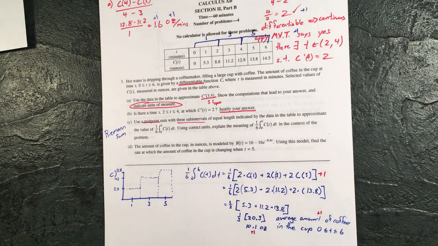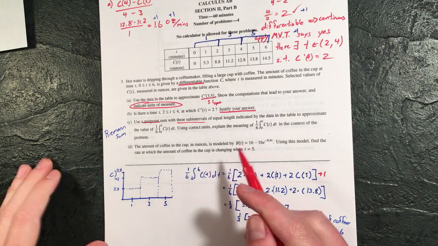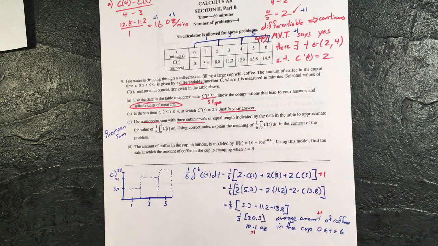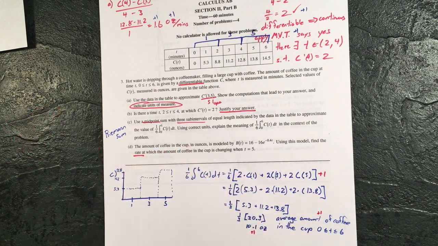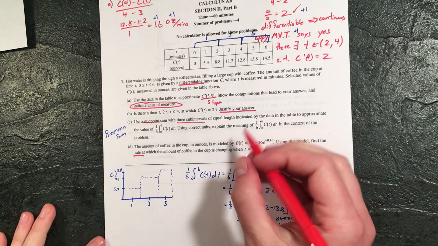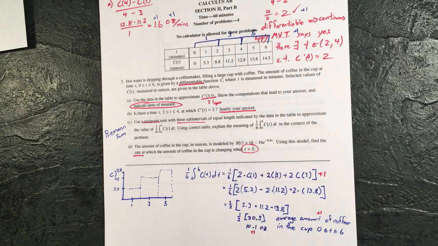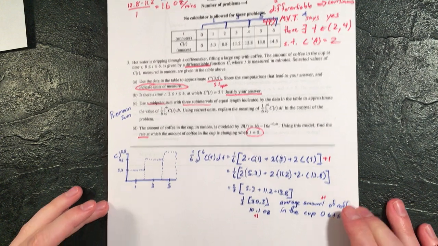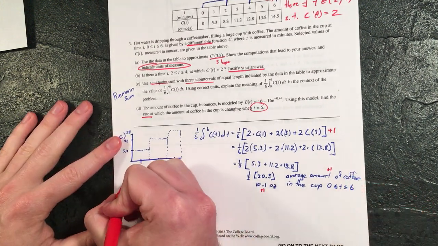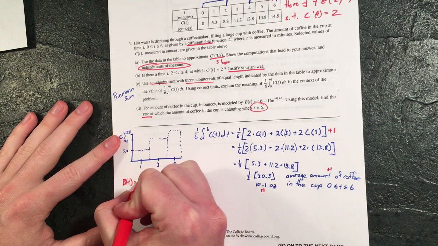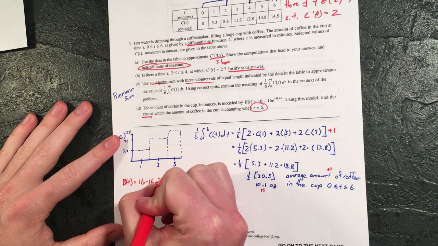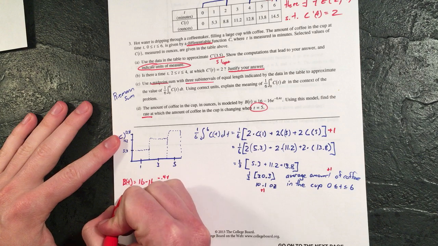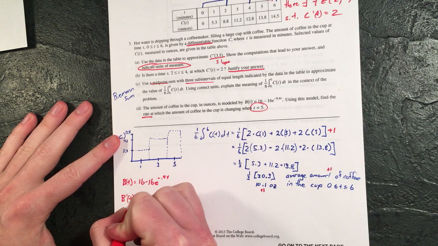Okay. The amount of coffee in the cup in ounces is modeled by this equation we have here: 16 minus 16e to the negative 0.4t. Use this model to find the rate at which the amount of coffee in the cup is changing when time is 5. Rate, that should be a keyword telling us that's changing something. That means if we have this initial formula and we want the rate of it at some point, we need to do the calculus thing, take a derivative.